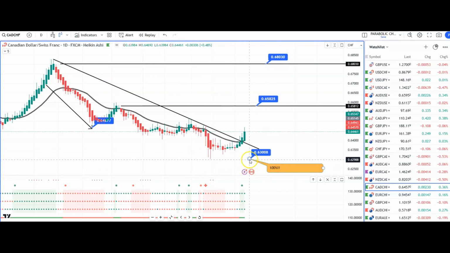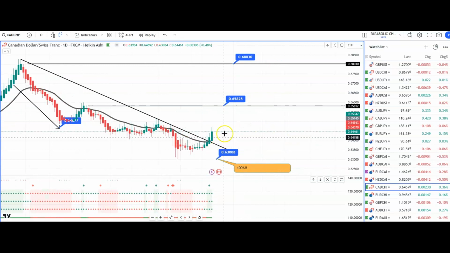We did mention previously there's a 100% chance of this price being hit at 63. And it did hit. And it had a big bounce. So these are very high value trades indeed. So 65.82 is the target for the Canadian Swiss, that is.